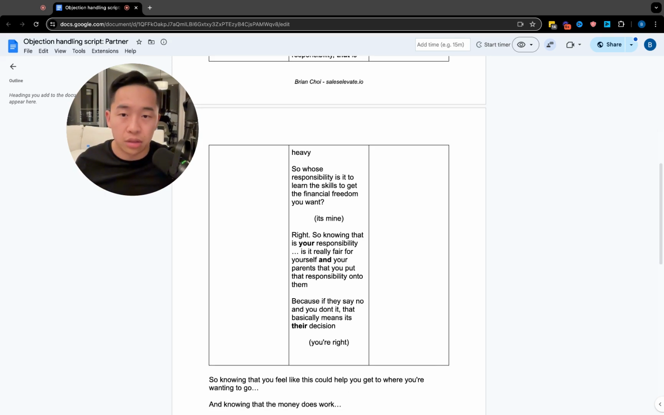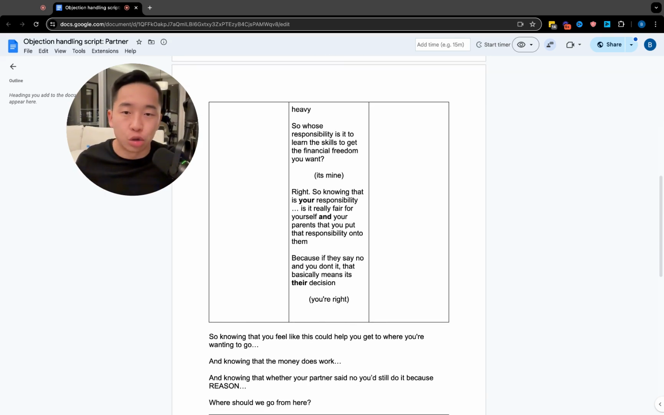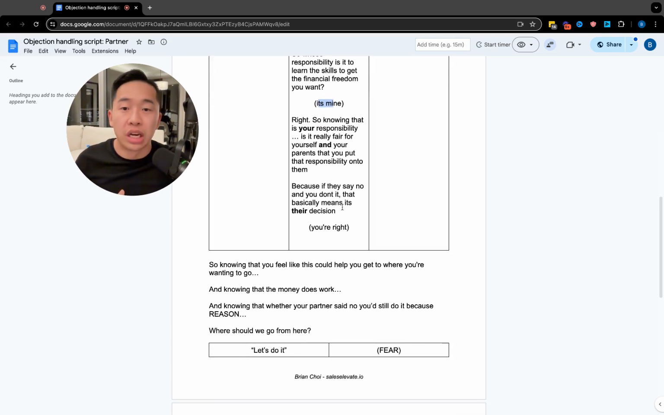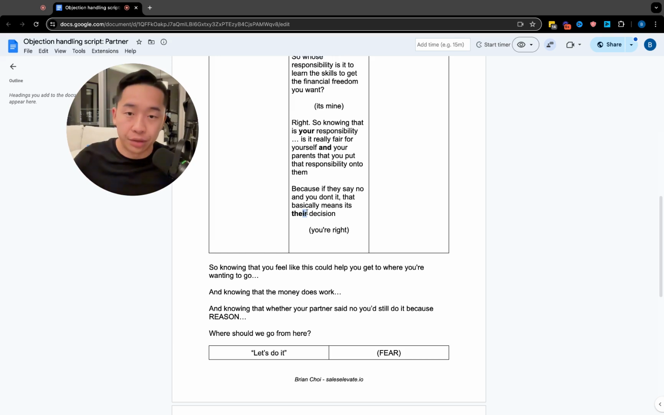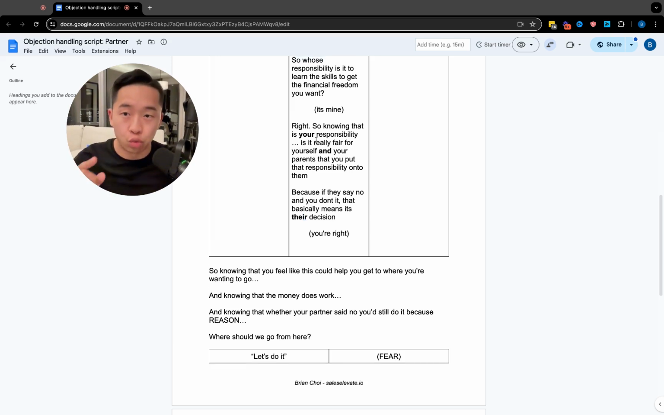that is heavy. So whose responsibility is it to learn the skills to get the financial freedom that you want? Just insert the outcome that they wanted, right? So whose responsibility is it to learn the skills so you don't have to keep feeling sluggish, having all that extra weight? Whose responsibility is it to learn the skills so that you can start a business where you can retire your wife? Well, it's mine, right? So knowing that it is your responsibility, you emphasize the "your," right? Whenever you put a bold in the scripts, emphasize, because it's your responsibility, right?